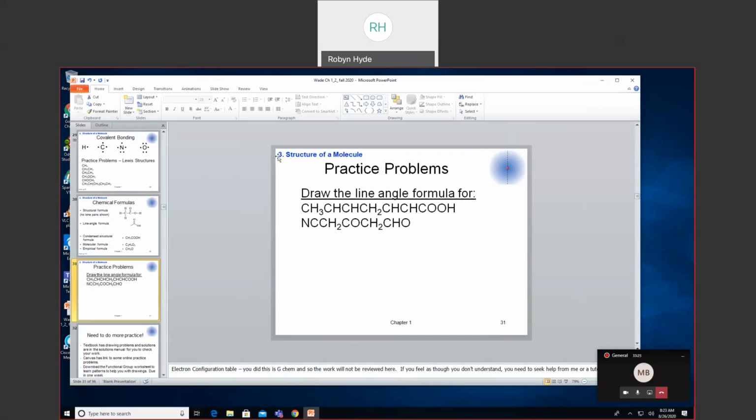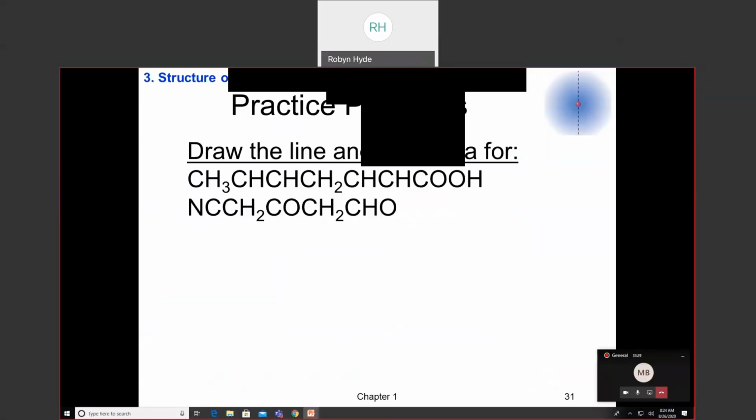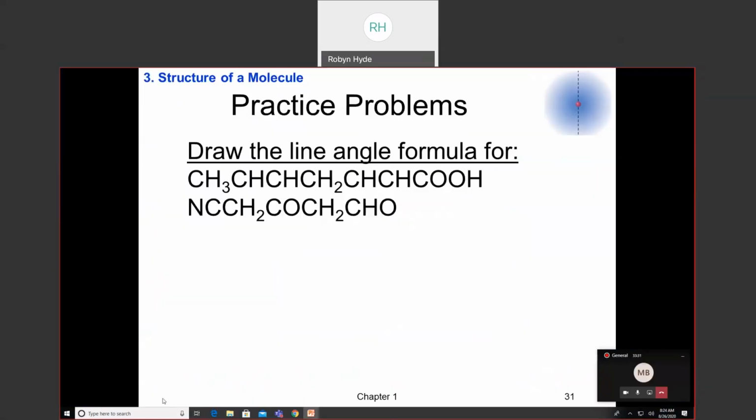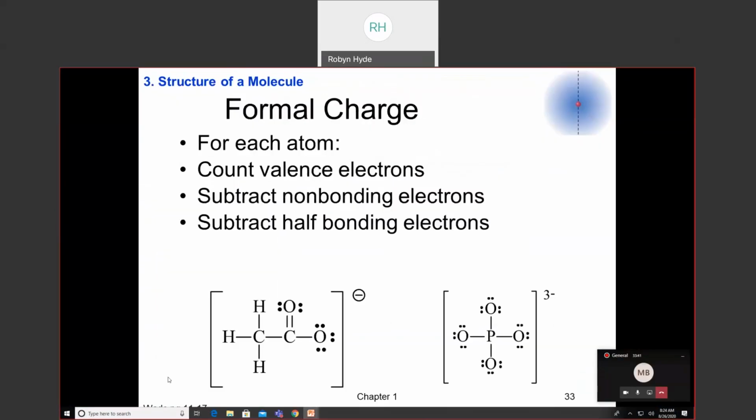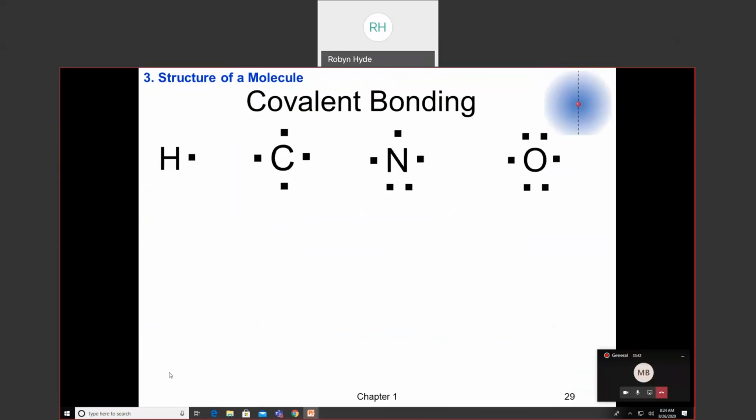So the whole point of line angle drawings, let me go ahead and put this in presentation mode, is because then I can go ahead and just scribble. Oh, technology might be failing us. I may have too many things going on at one time. Oh, it's not giving me. Okay, so I'm going to try a different annotation.